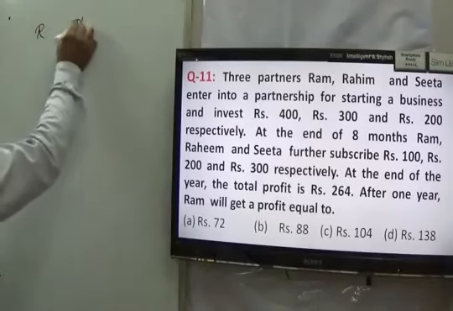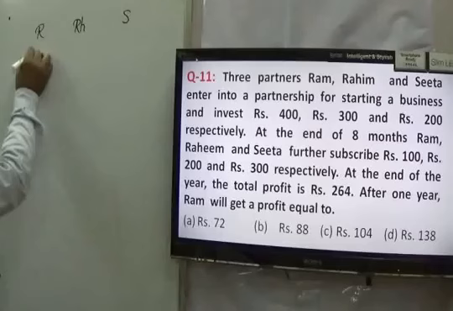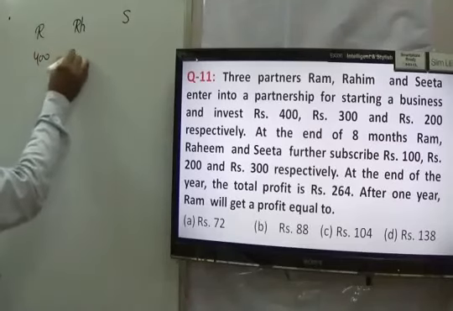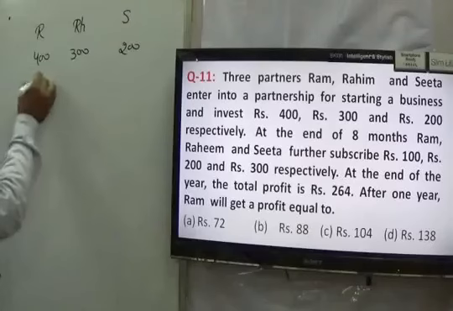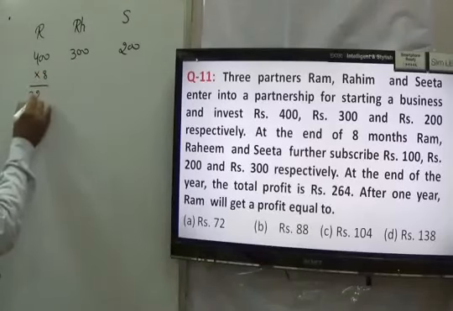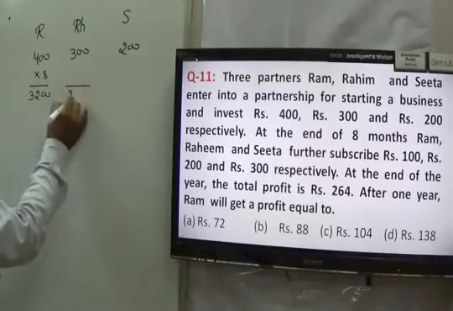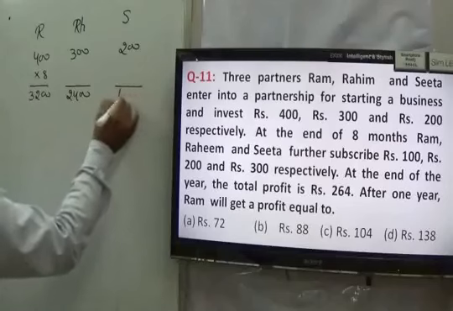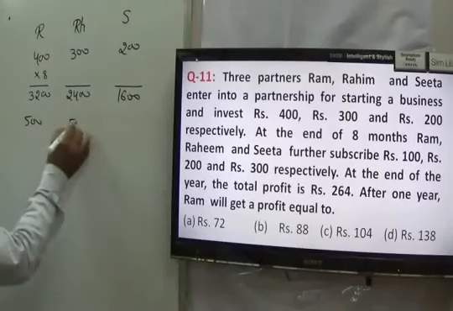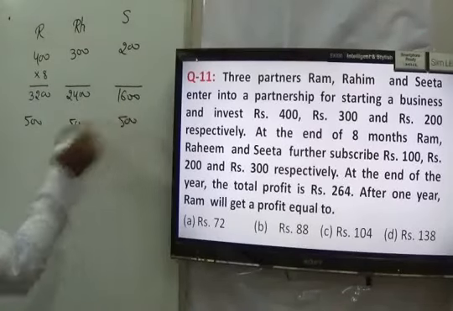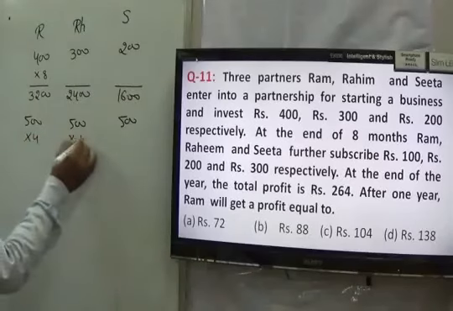Ram, Rahim and Sita, 400, 300 and 200. That was for 8 months. It means capital into time: 3200, here you get 2400, here you get 1600. After that, Ram invested 100 more, so it becomes 500. Rahim invested 200, it becomes 500. And Sita's becomes 500. That is for 4 months, multiplied by 4.